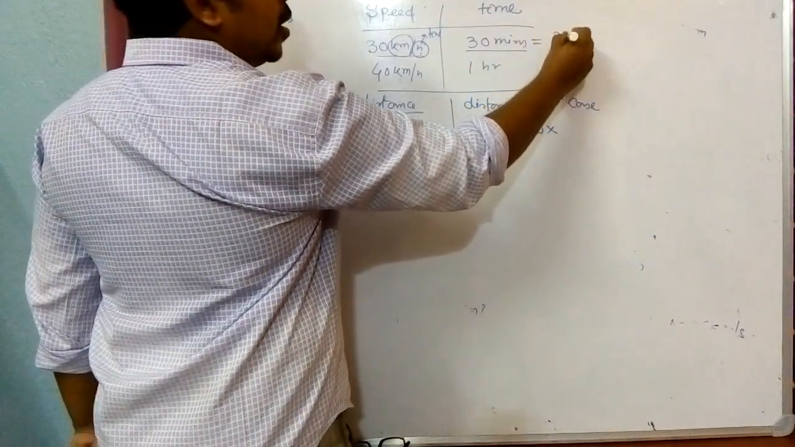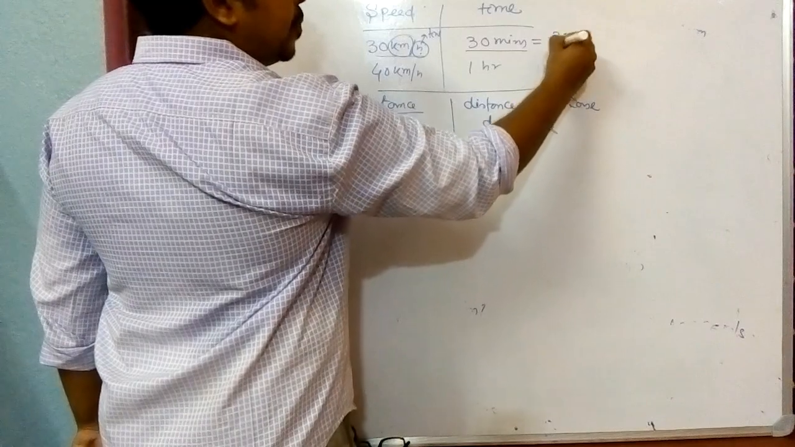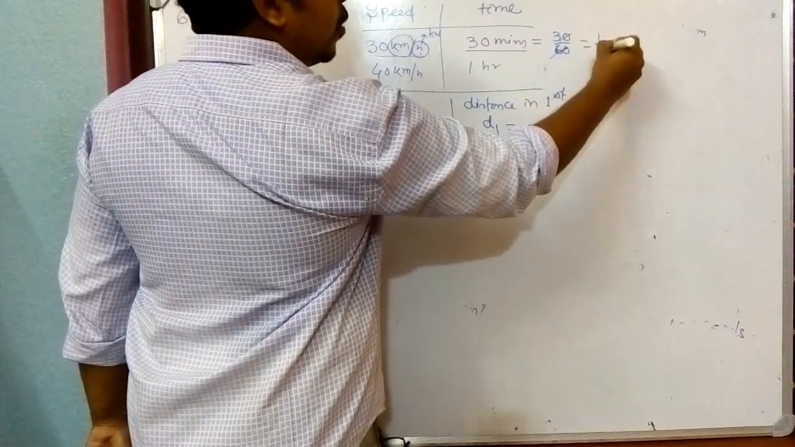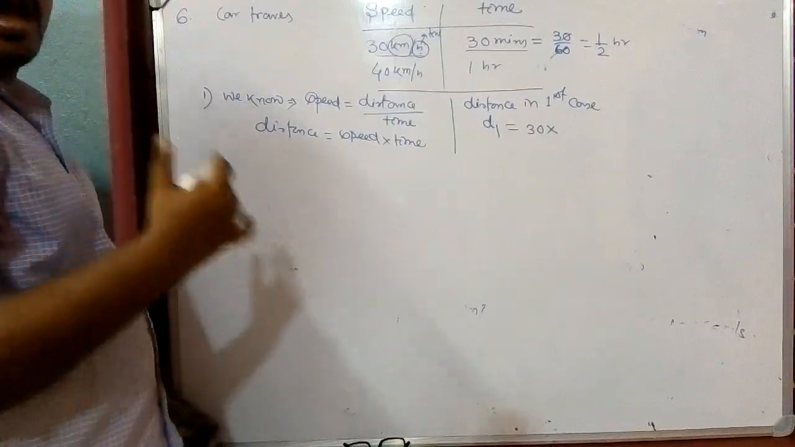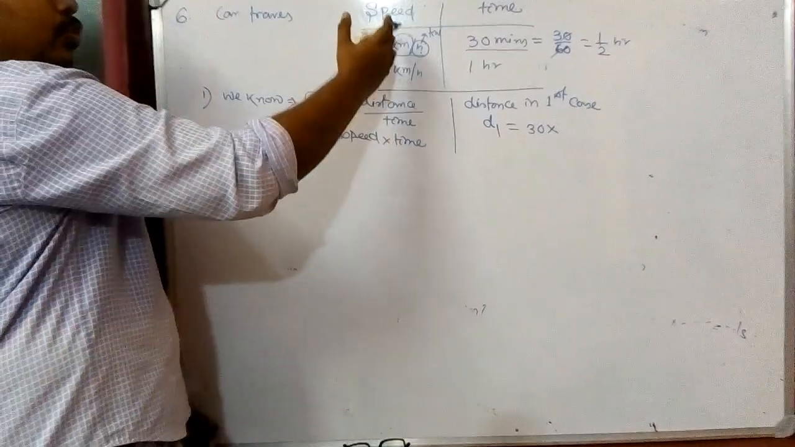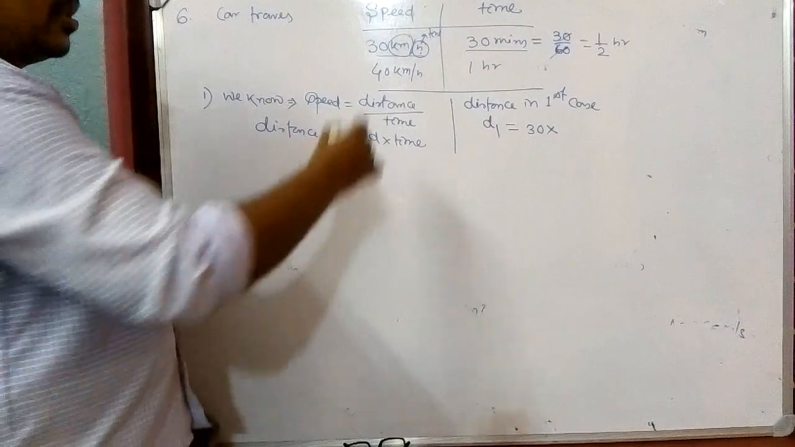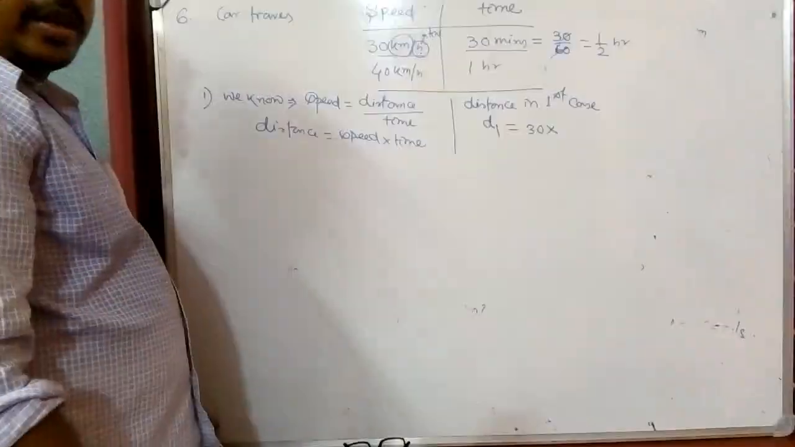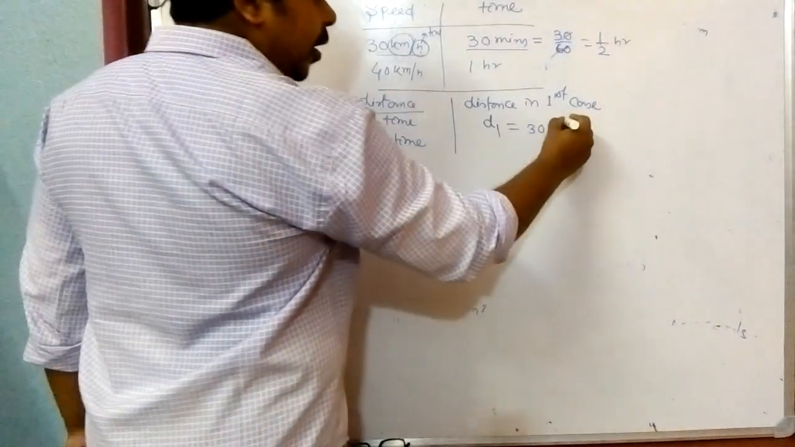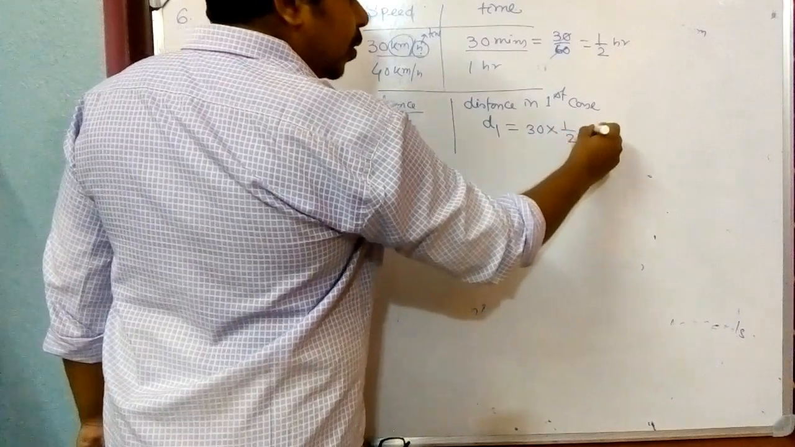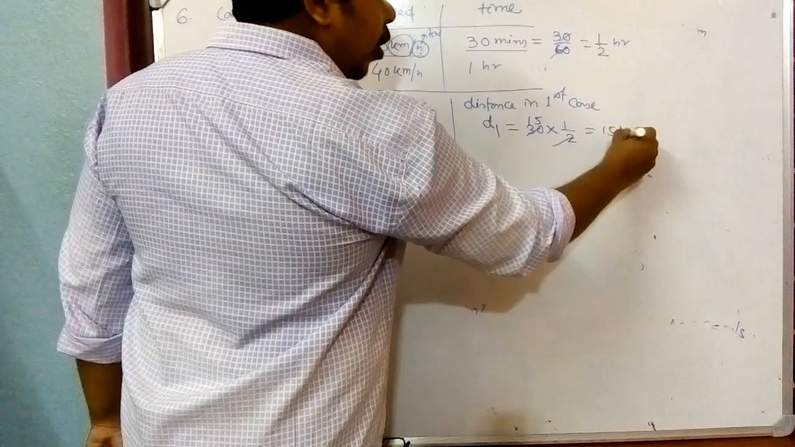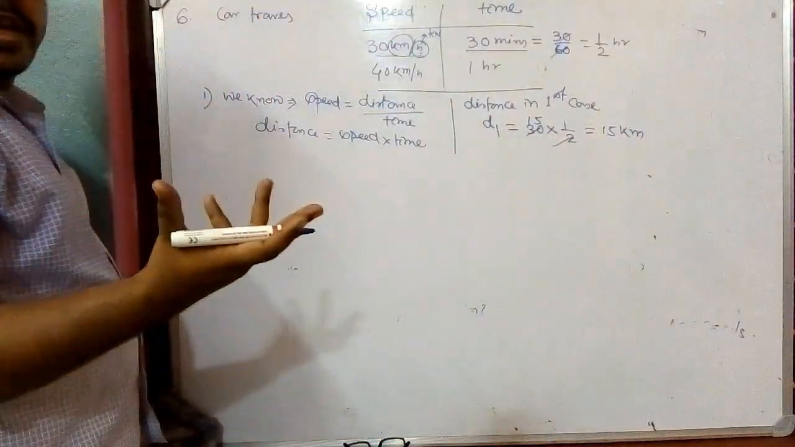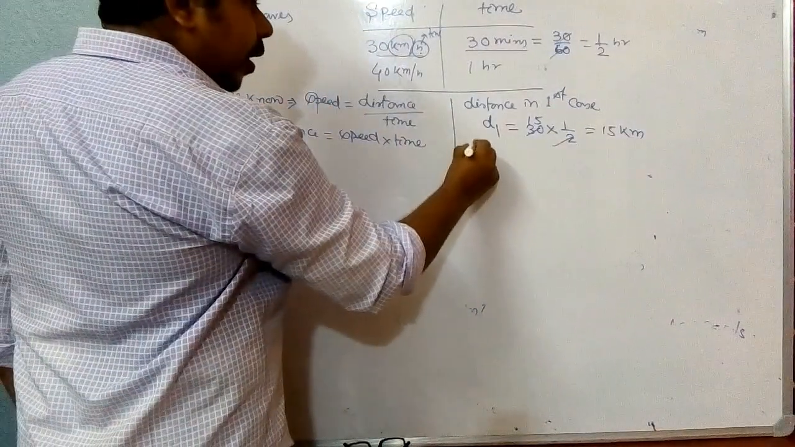30 minutes means 30 by 60. That means half an hour. So here we have to take the time in hour, because the unit of speed is kilometer per hour, so the time unit is hour. Okay, so that's why we have to convert it. 1 by 2. So 2 15s are 30. So it is 15 kilometer. Very easy.